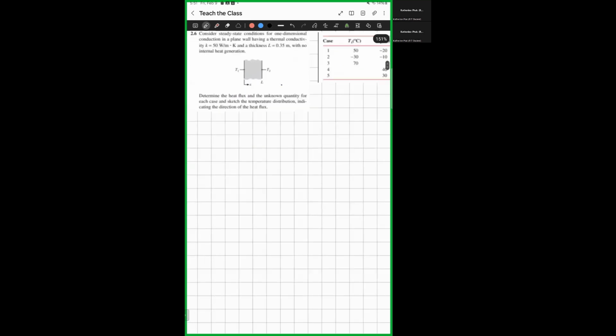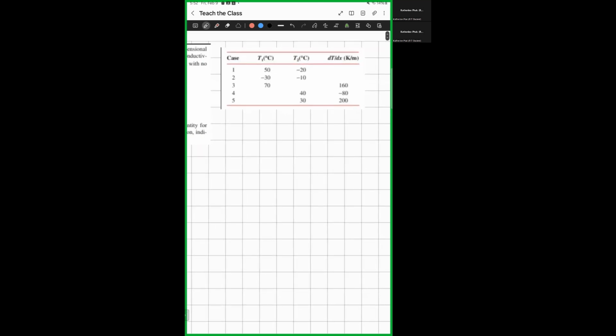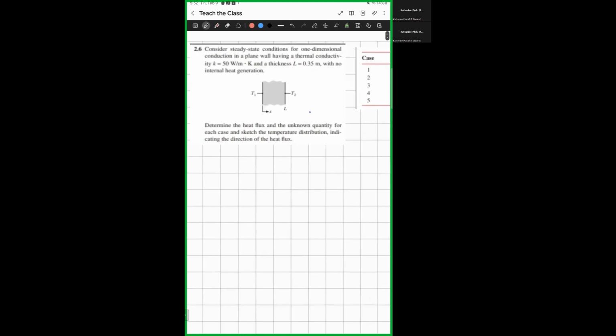Okay, so we are going to go through the example of 2.6. The problem says, consider steady state conditions for one-dimensional conduction in a plane wall having a thermal conductivity of K equals 50 watts per meter Kelvin and a thickness L equals 0.35 meters with no internal heat generation. Determine the heat flux and the unknown quantity for each case and sketch the temperature distribution, indicating the direction of the heat flux. And then this is the chart with each of the cases.